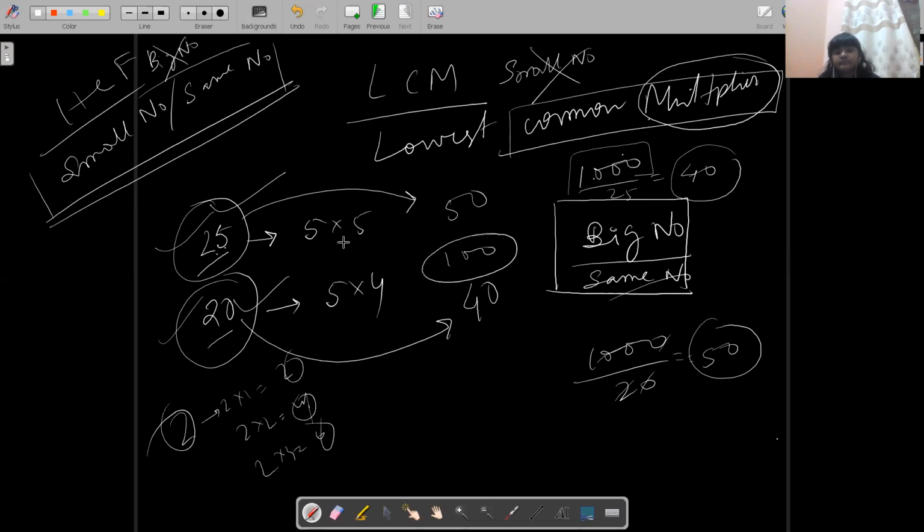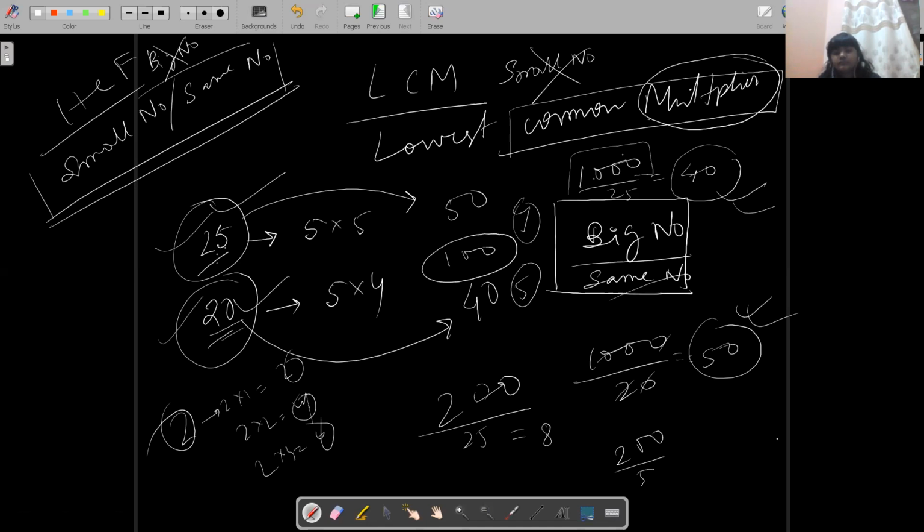If we divide it by 25, we'll get 4. If we divide by 20, we'll get 5, right? 100 is a common multiple. And 1000 is also a common multiple. I have shown you this one, right? Now if I take 200, it is also a common multiple. If we divide 200 by 25, you will get 8. If we divide 200 by 20, you will get 10.